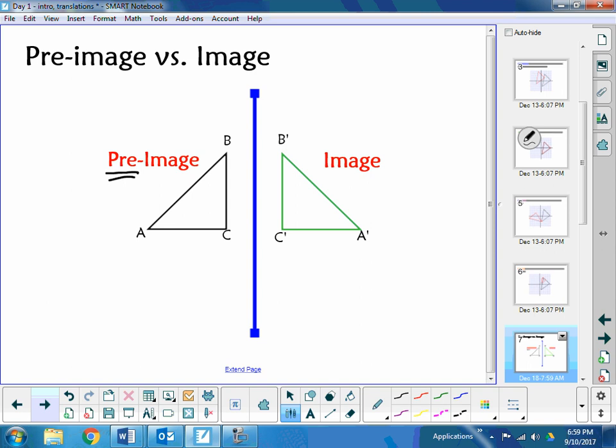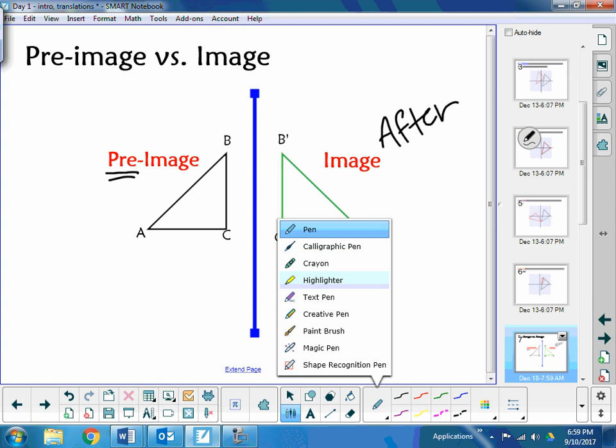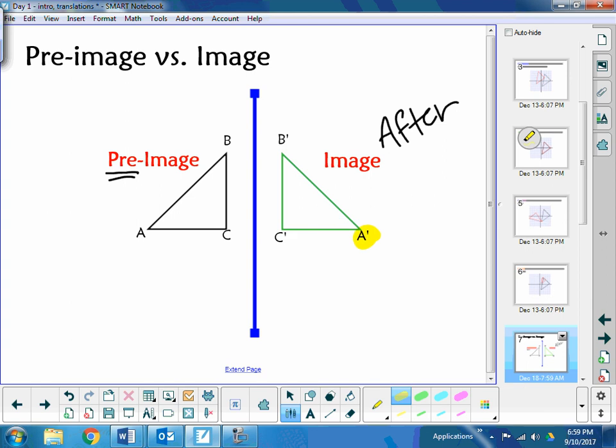The image is after we've done some translation. So this is afterwards. So if you look at the points named in this figure, we have A prime, B prime, and C prime. The primes indicate that it's related to the original point, but it's been changed somehow. Okay, so A prime is just that little tick mark, almost like an apostrophe up there. Then we have B prime and C prime. So B prime is related back to the original B. C prime is related back to the original C.